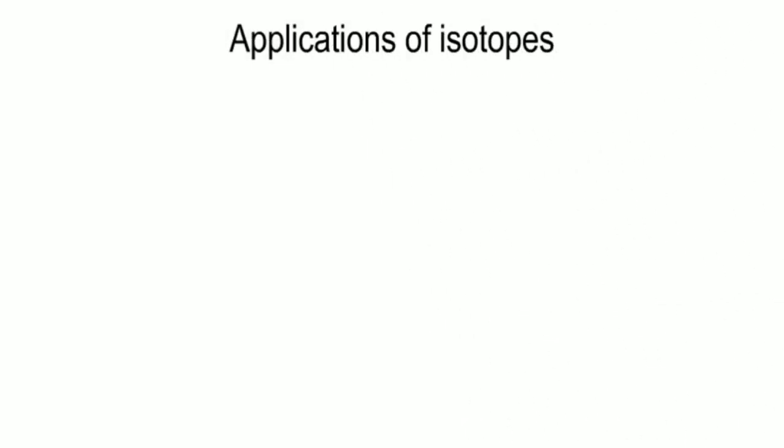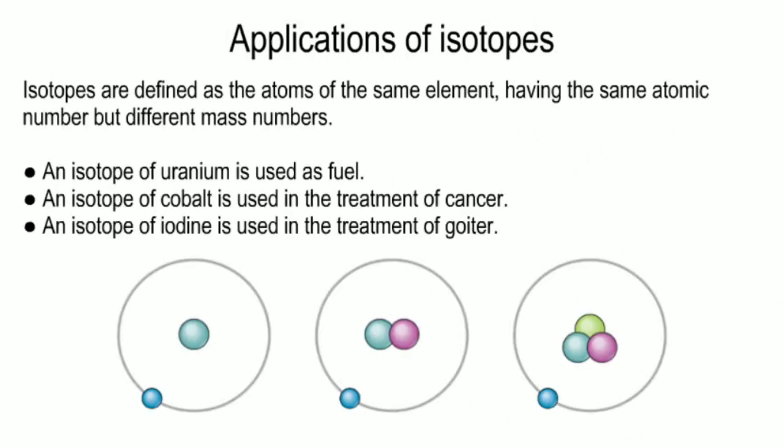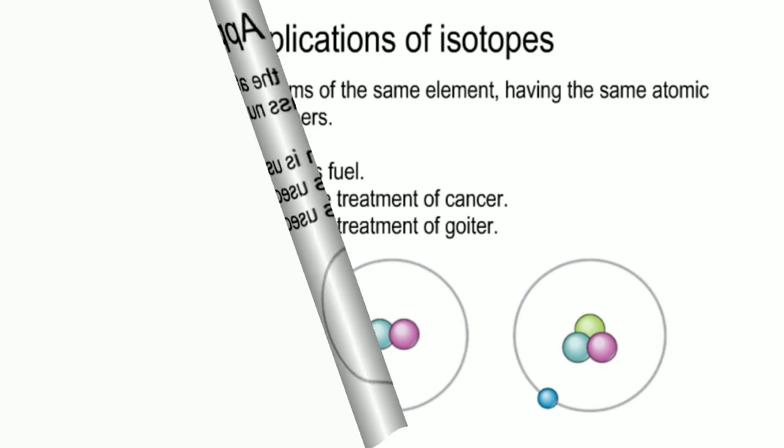Applications of isotopes. Isotopes are defined as the atoms of the same element, having the same atomic number, but different mass numbers. An isotope of uranium is used as fuel. An isotope of cobalt is used in the treatment of cancer. An isotope of iodine is used in the treatment of goiter.